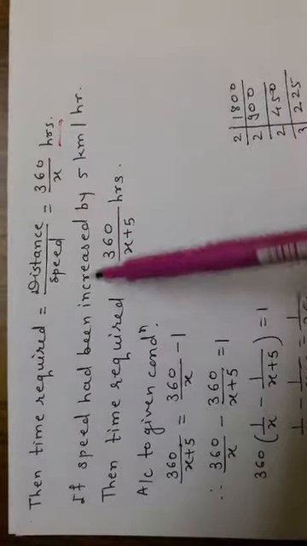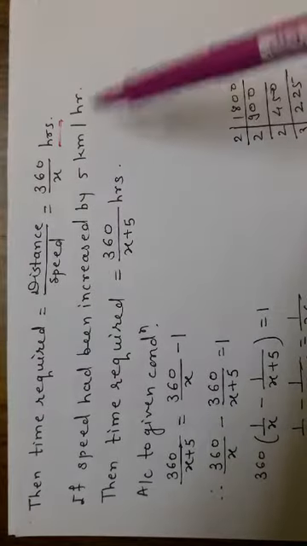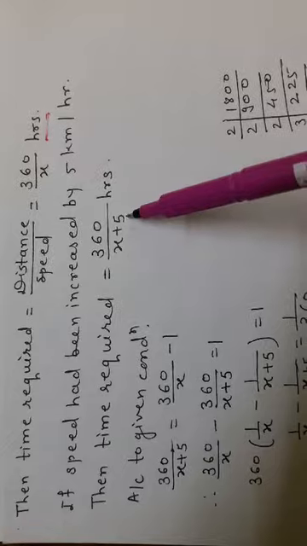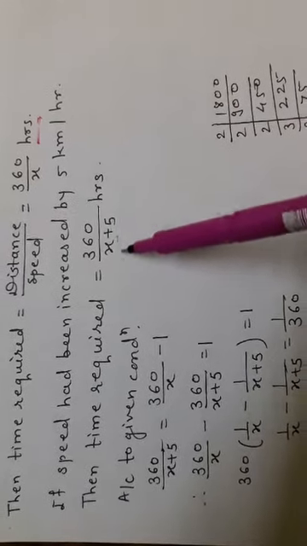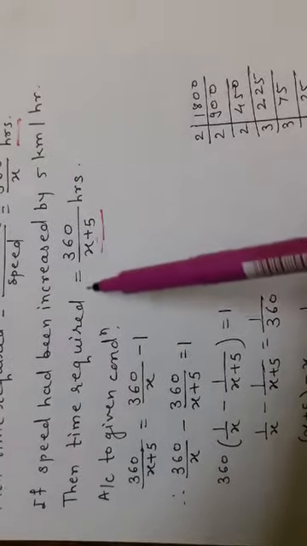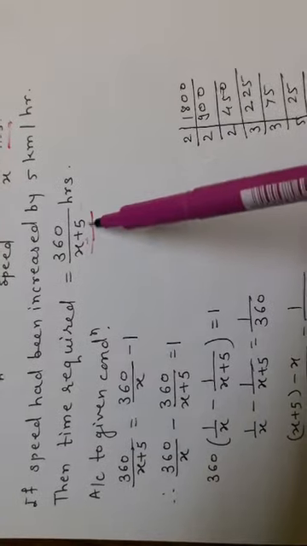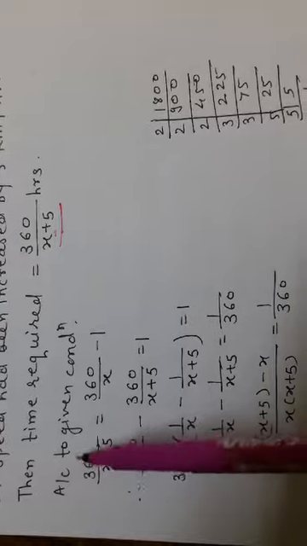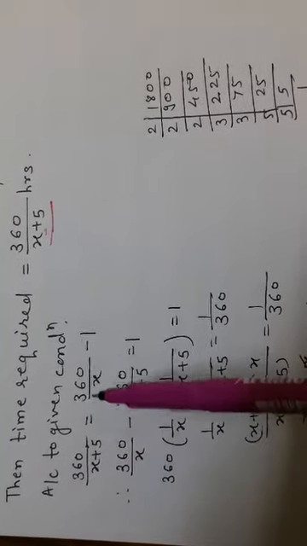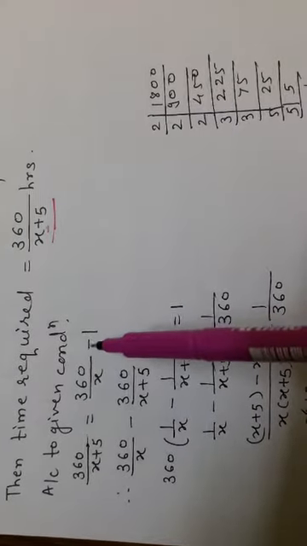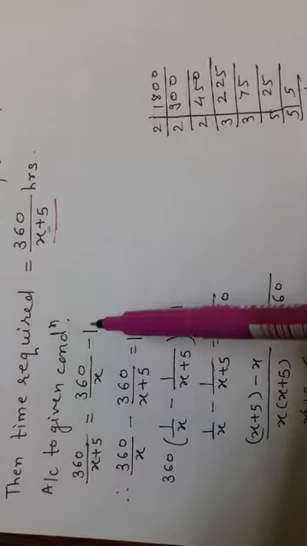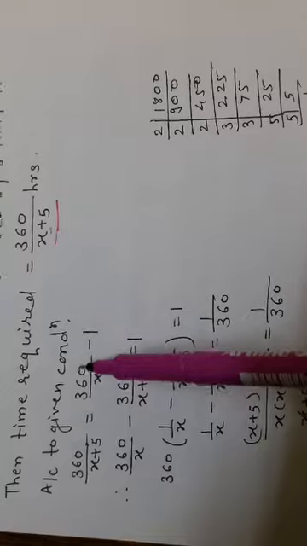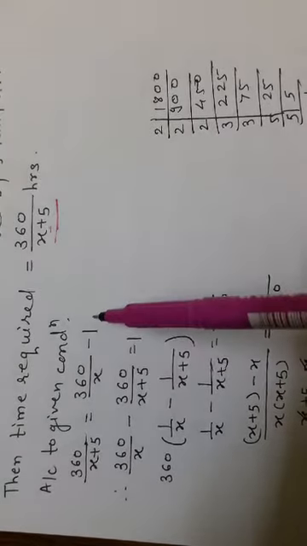If the speed is increased by 5 km per hour, then the time required is equal to 360 upon x plus 5, because the speed is increased by 5, and time is distance upon speed, which is in hours. According to the given condition, when the speed is increased, the time required would be less. So 360 upon x plus 5 is equal to 360 upon x minus 1.